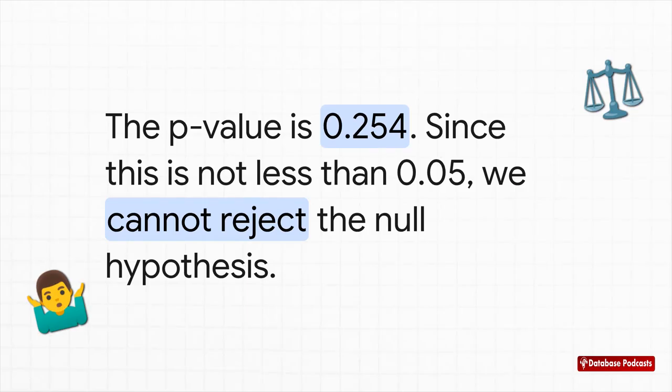Okay, so what does that give us for a p-value? Well, that test statistic corresponds to a p-value of 0.254. Now, the common cutoff for significance is 0.05. Our number is way bigger than that, so we cannot reject the null hypothesis. There's a whopping 25.4% chance that a difference this big could happen purely by random luck. The takeaway? We don't have enough evidence to confidently say that ad A is actually better.